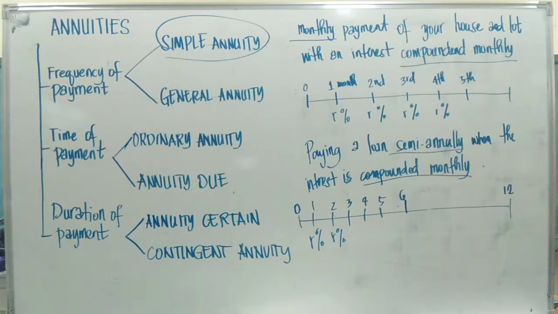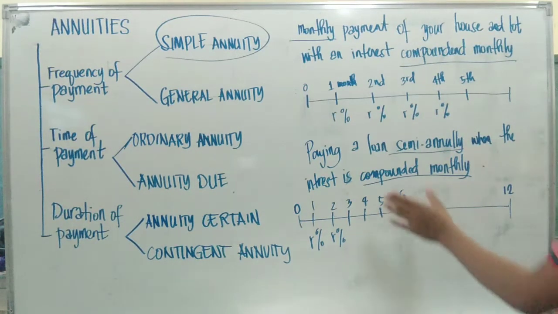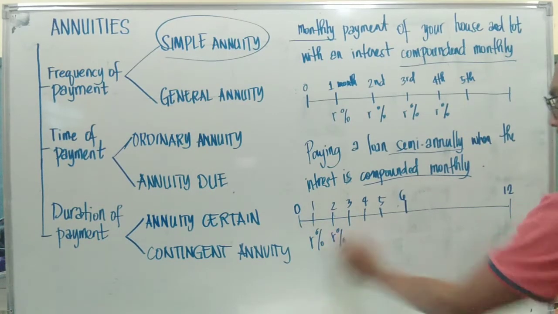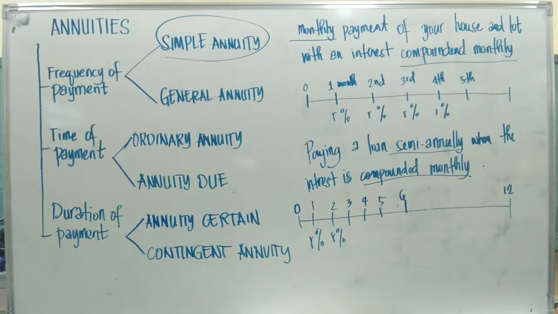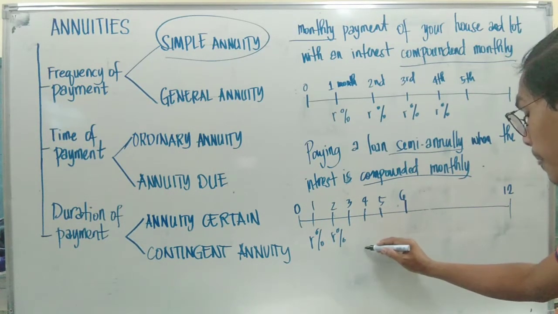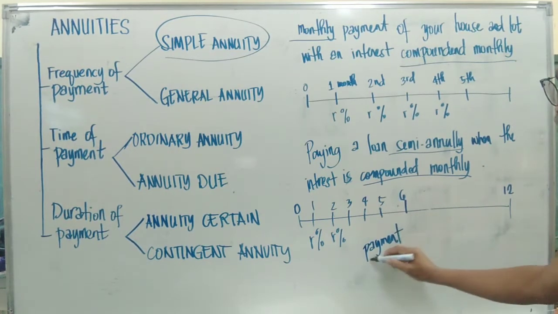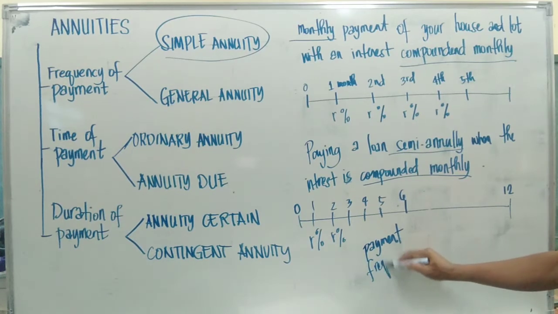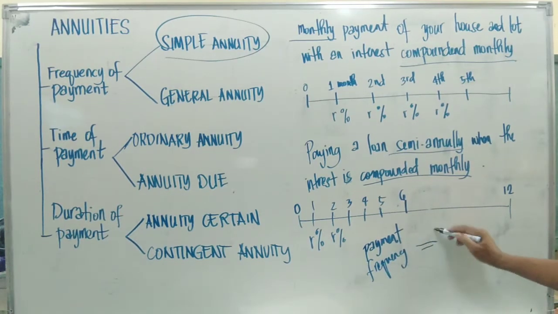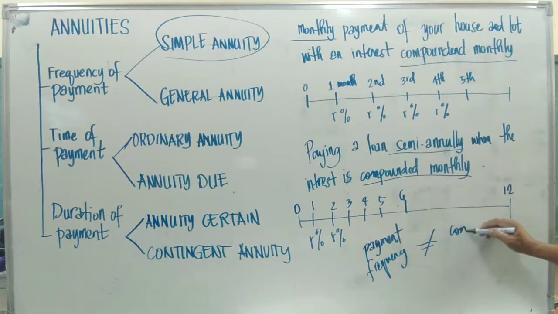Okay, you are paying every 6 months, but the interest of your loan is charging every month. Okay? So, the payment frequency is not equal to your compounding frequency. Okay?